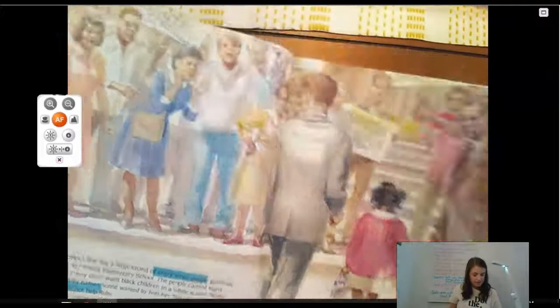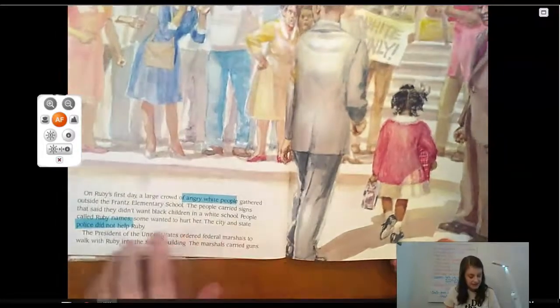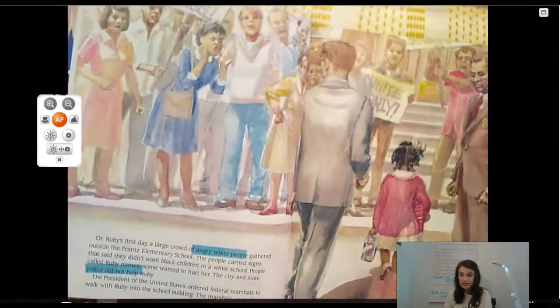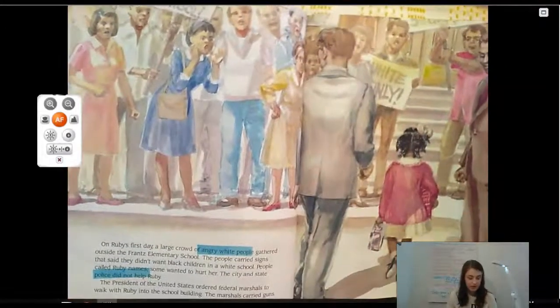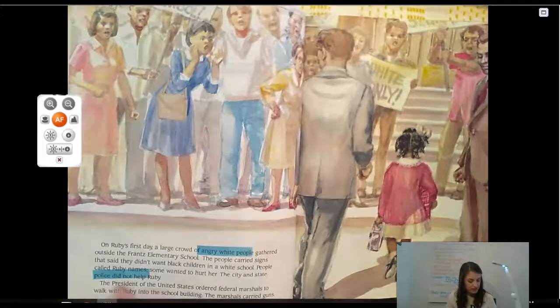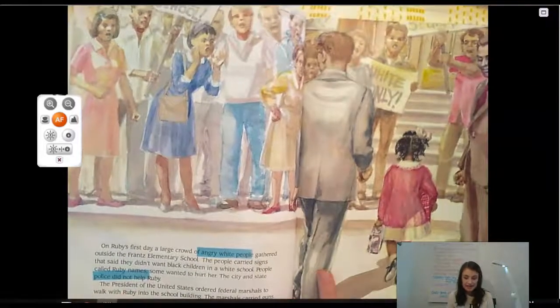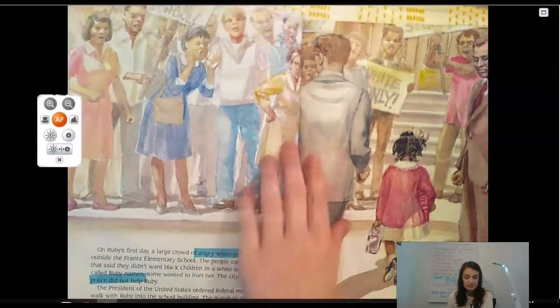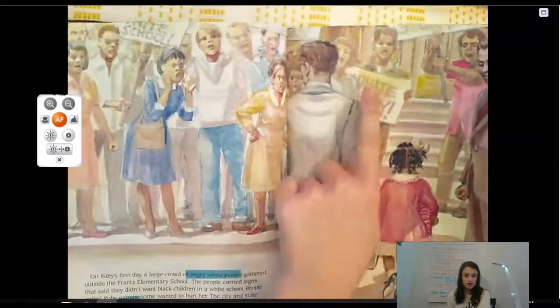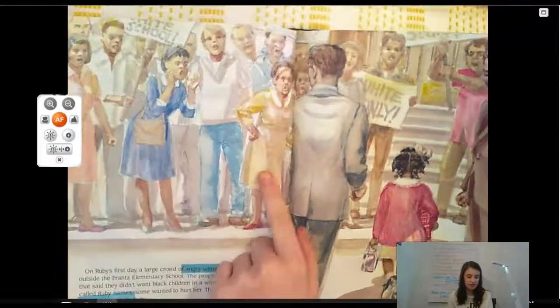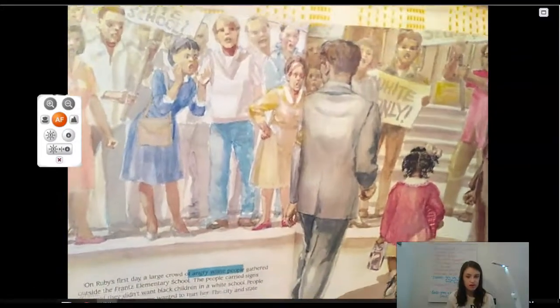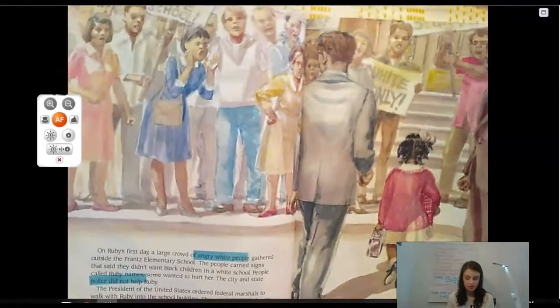So, it says that the city and state police officers didn't help Ruby. They didn't want her to get to go to this new school for white people. So, the President of the United States had to send his own officers to take Ruby into the building. And I want you to notice all of the pictures here. These white people do not look happy that she is there to go to school today.